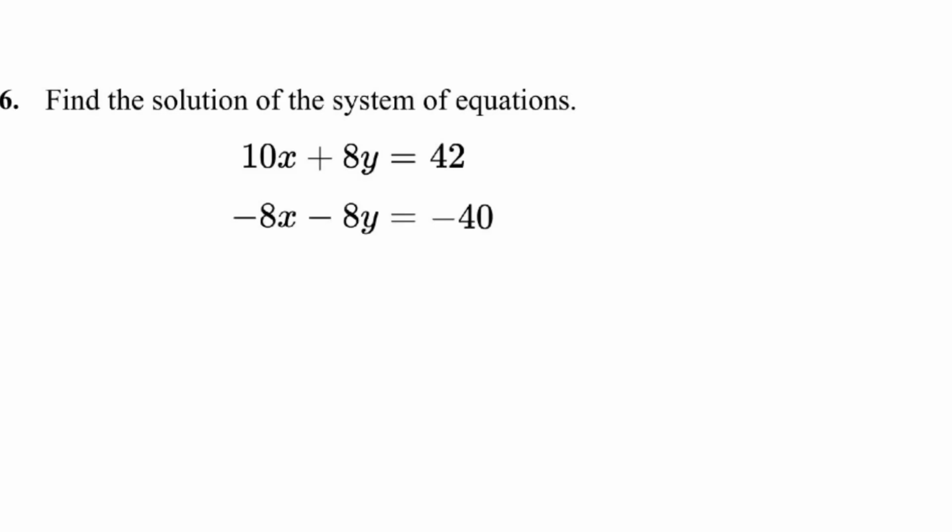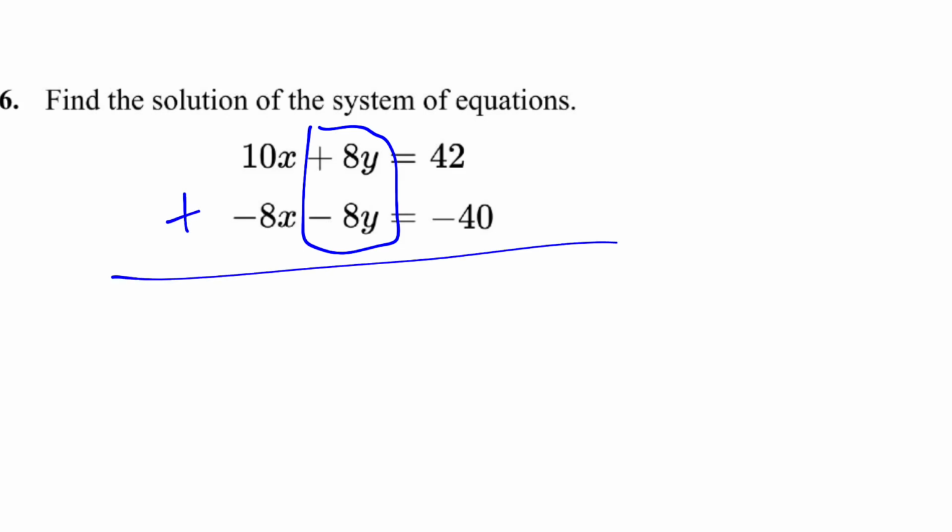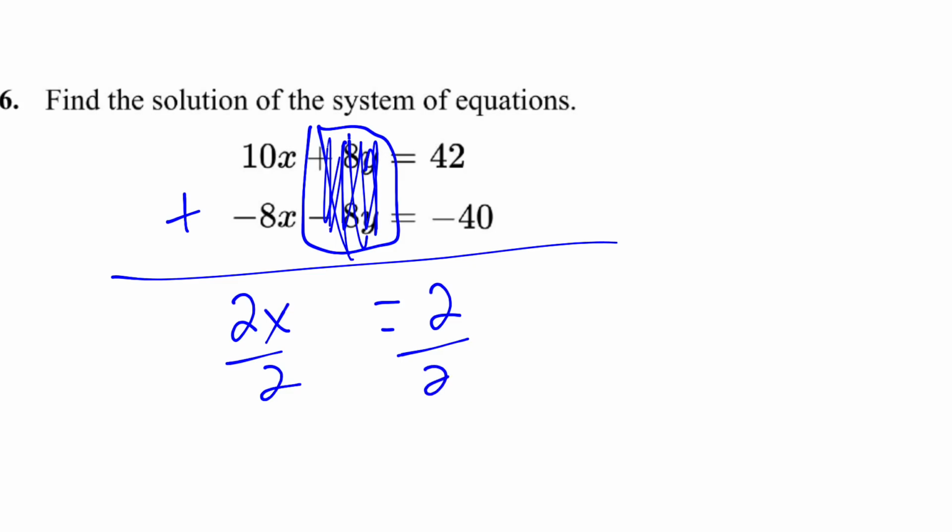So the first thing we're looking for is I see an 8 and I see a negative 8. That's good. You have to see the same number, same letter, and a plus and a minus. When all those things are true, we can add straight down all 3 columns. So we do 10 plus a negative 8x, and that's 2x. The y's just go away. You could write 0y if you wanted to. And this gives me 2. I divide by 2 on both sides, and I get x is equal to 1.